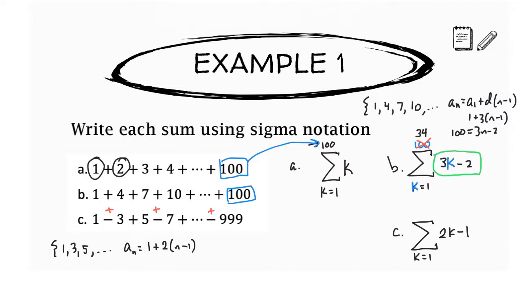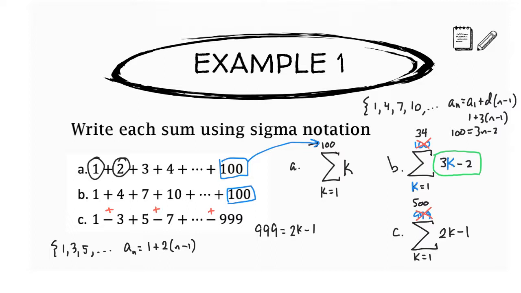Okay, now what's the upper limit? Once again, the upper limit is not going to be 999. And that's because, quite obviously, 999 is not the 999th odd number. If you plug 999 into 2k minus 1, you get 1,997. And we don't want to add all the way up to 1,997. So just like before, we need to set 999 equal to 2k minus 1. Add 1, it means 2k is 1,000, and k is 500. So our upper limit is 500, which is to say that 999 is the 500th odd number.